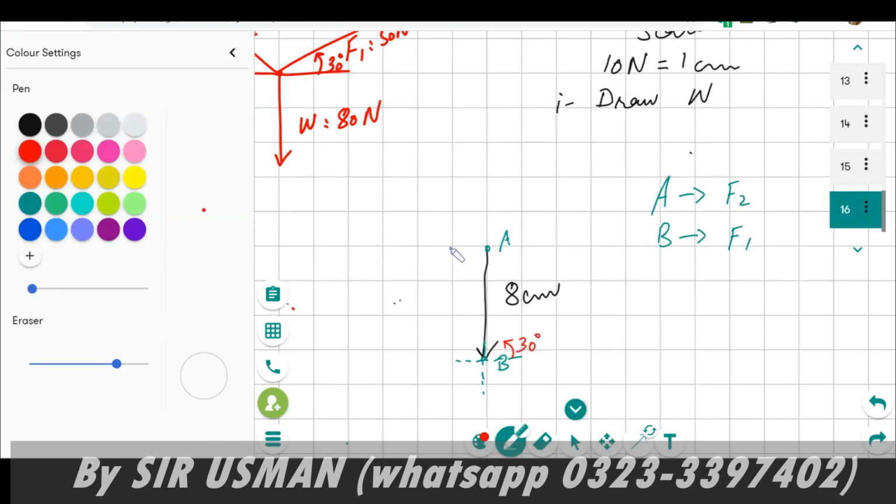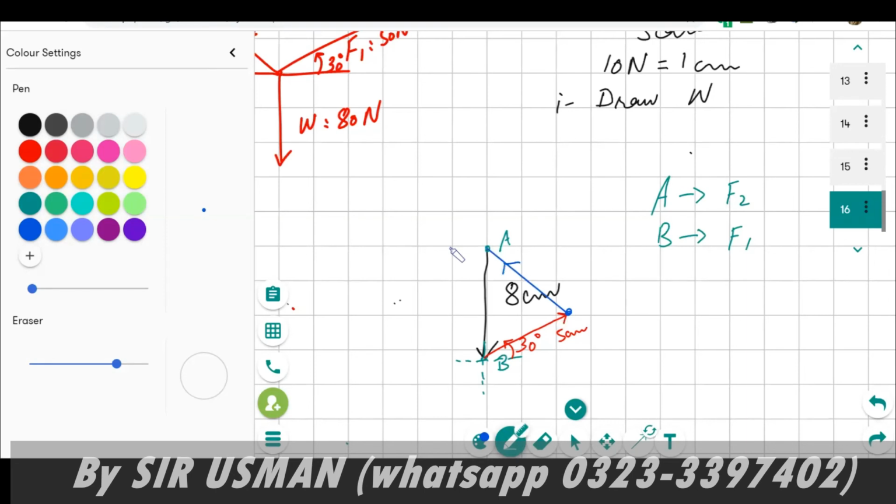and we need to draw the line of 5 centimeters. Let's say this is 5 centimeters in length. Now we already know this point. So what we need to do to find F2? We simply need to join this point to A, and we have got the angle.